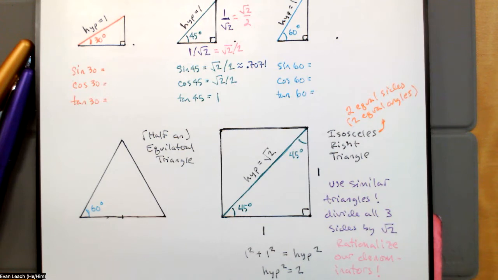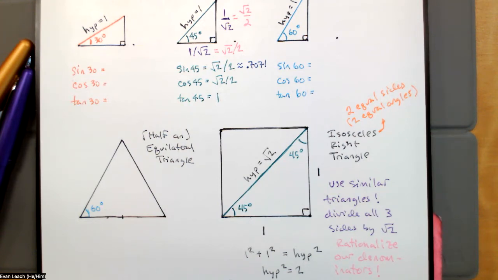Cut it down in size by dividing everything by the square root of 2. We have to remember how to rationalize our denominators because we have to pick 1 instead of making the hypotenuse equal to 1 right away. So that's one of our triangles, the isosceles right triangle.